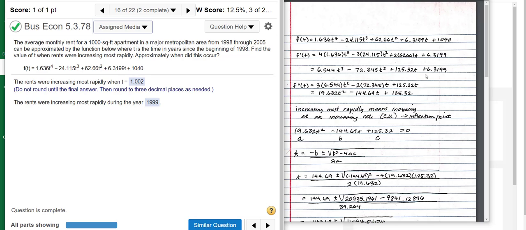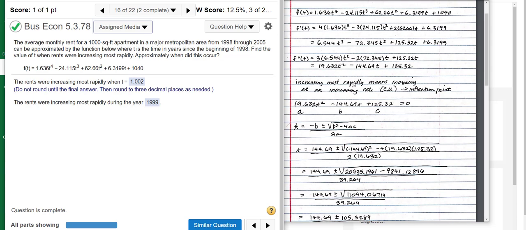And then once I had it simplified, I took the second derivative by using the power rule again. So power times base to the power minus 1, power times base to the power minus 1, and then the coefficient is just going to be that number. Simplified all that, and I came up with a quadratic equation. Now the thing about quadratic equations is you either have to factor or use the quadratic formula, and of course we're not going to factor this with all these decimals. I wrote a reminder here, increasing most rapidly means increasing at an increasing rate. Where is it concave up?